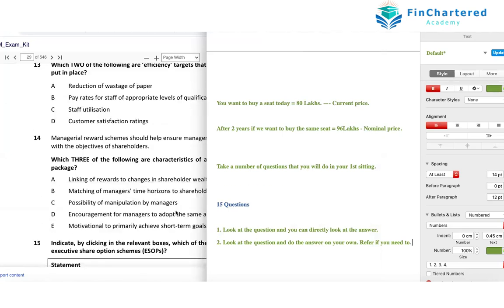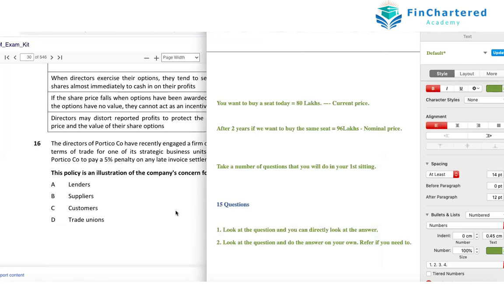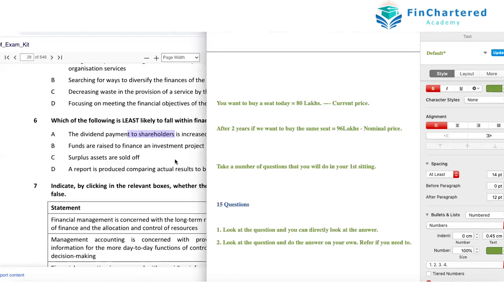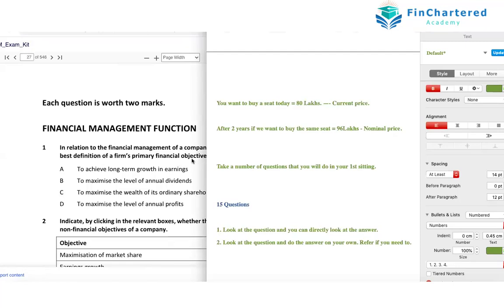Same way, complete all the 15 questions. And you have to move fast. Look at the question, see the answer, see if you're happy with the answer, see if the logic makes sense, see if the explanation makes sense, and keep moving fast. Then finally, the third time you open the same set of questions, look at the question and completely do it on your own.